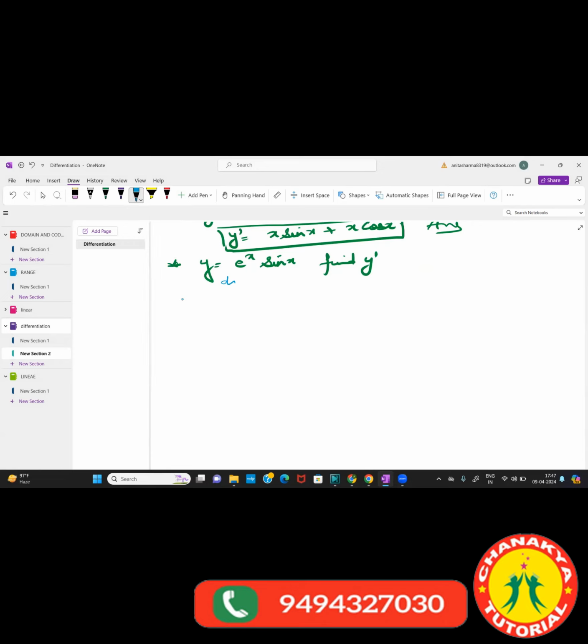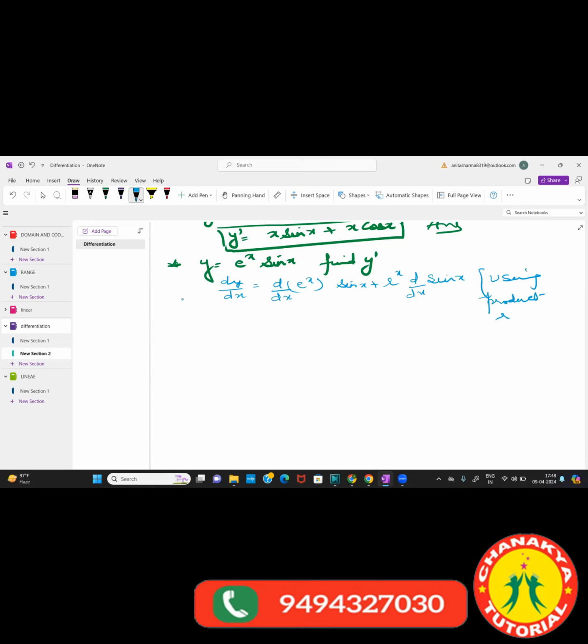Ma'am, the sin changes to cos x. First of all, tell me e to the power x. Yes. You will apply the product rule here. The differentiation of e to the power x is e to the power x, into sin x as it is. Now e to the power x as it is, and the differentiation of sin x. So you can write using the product rule.